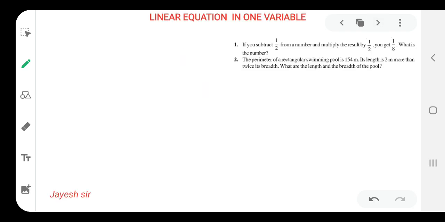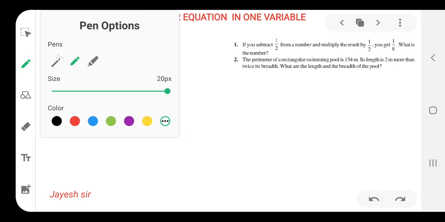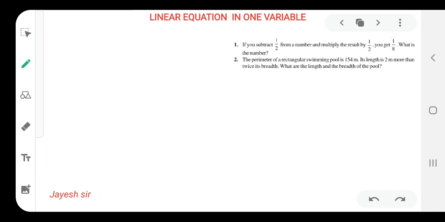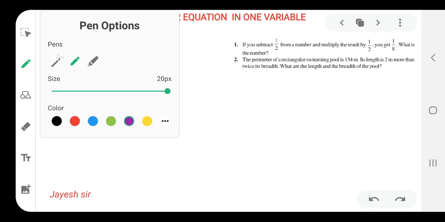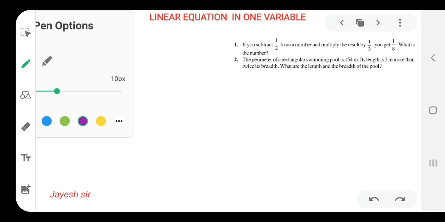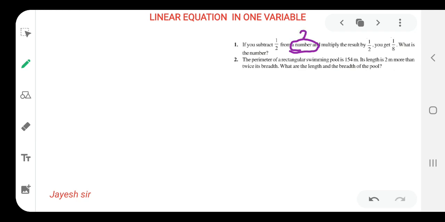Today our first problem sum is: if you subtract 1 by 2 from a number. From a number means, the first thing we have to think is that wherever a number is given, we write x instead of the number. That would be feasible for us to solve the sum. So a number can be changed to x. Yes friends, from a number means x.